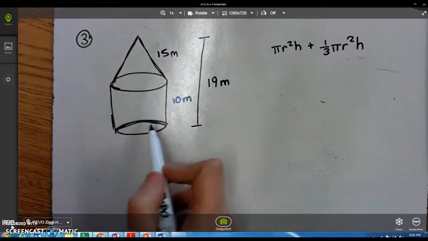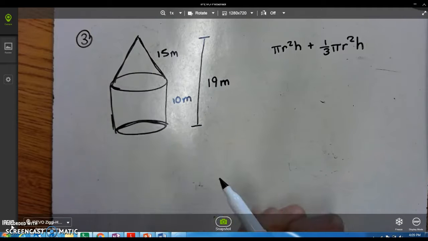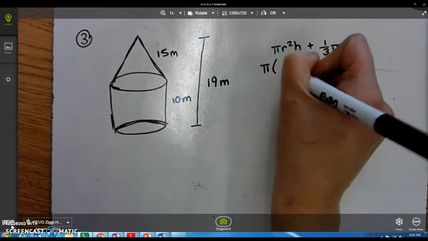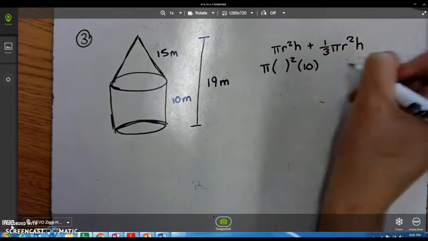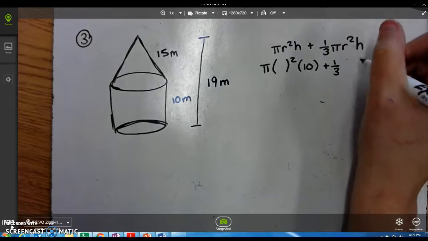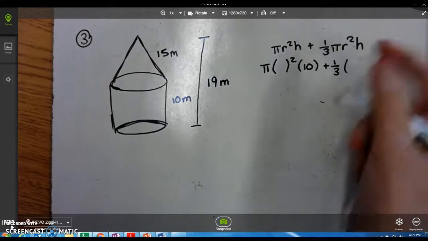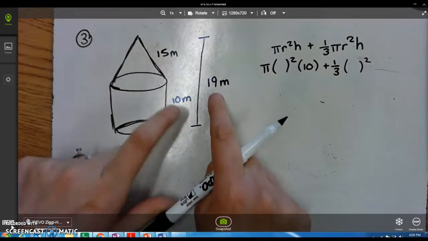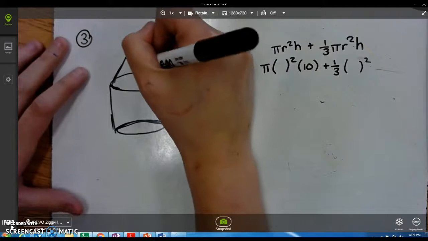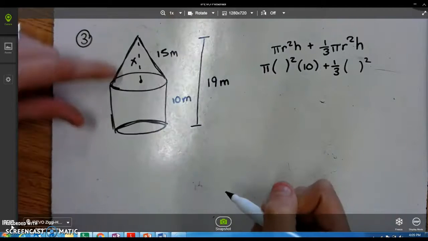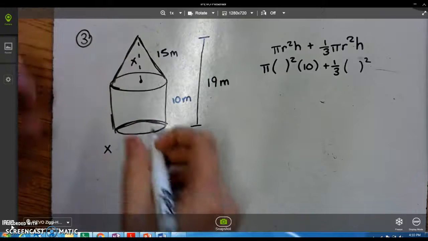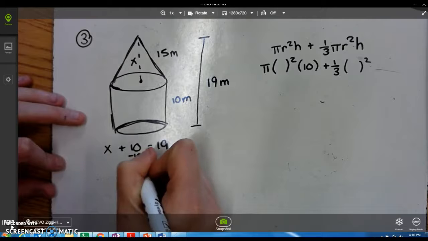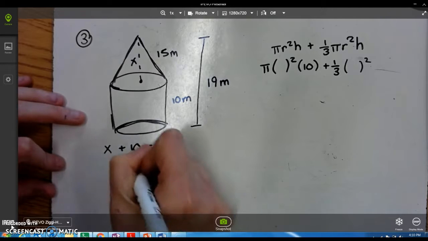They have the same radius, but the radius wasn't given to me for either of them, so we're going to have to figure that out. They gave me the height of the cylinder, so I could go ahead and plug that in if I want. And I can figure out the height for the cone, because they gave me the height of the whole shape. So if I call this height x, I know that x plus 10 is equal to 19, so I just subtract 10 from both sides. And x is equal to 9.